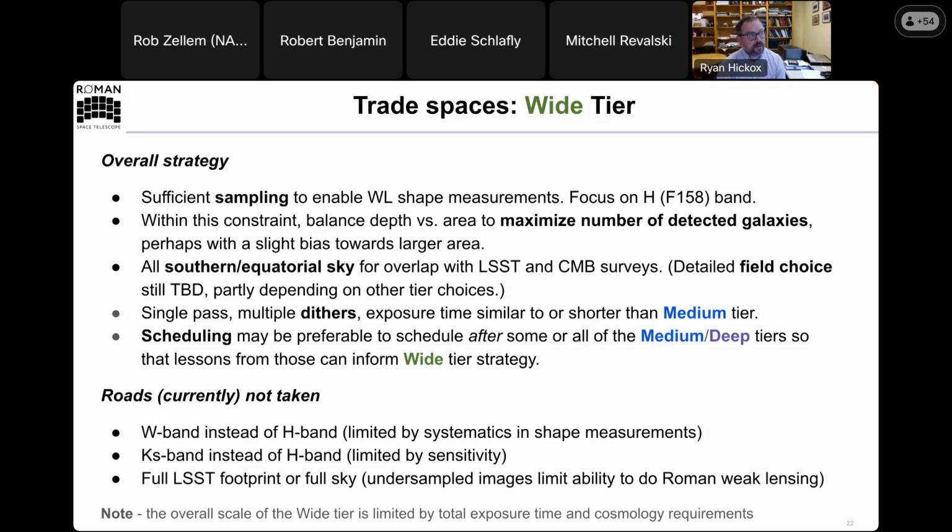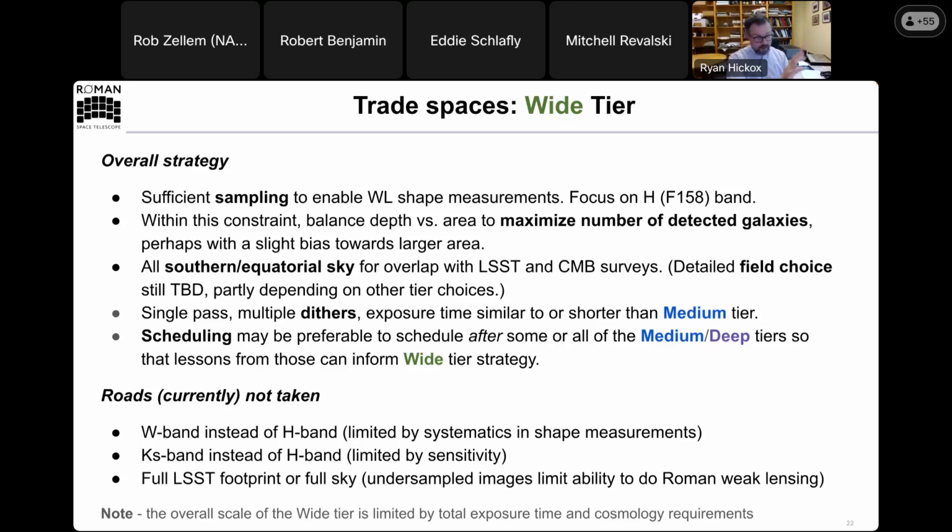In addition, we focused on the H band, the F158 band. That's the one that is the most efficient for doing these measurements in terms of the number of galaxies that we can reach to the required depth. And so the aim is primarily to balance depth versus area to maximize the number of detected galaxies, because that's good both for the cosmology measurements, the weak lensing, but also it's useful for all the other general astrophysics questions that we have.